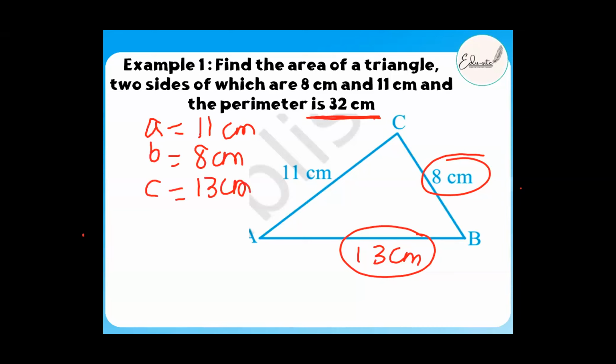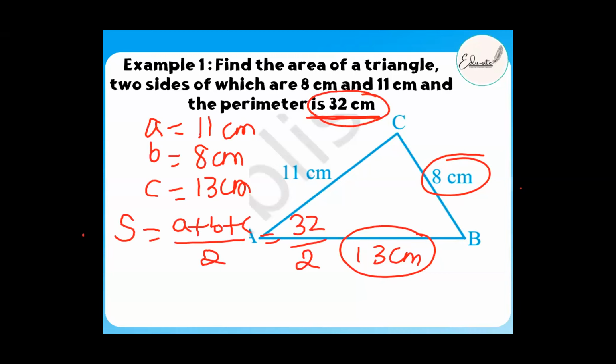And then what is S now, beta? (a plus b plus c) over 2, fine. So it is 32 over 2. What is 32? The perimeter, right? What is 32 over 2, beta? 16 centimeters, correct? So 16 is the semi-perimeter. Fine? Fine or not? Yes.